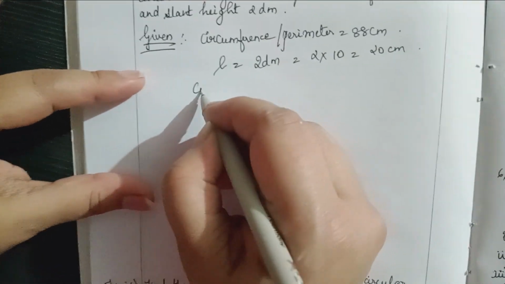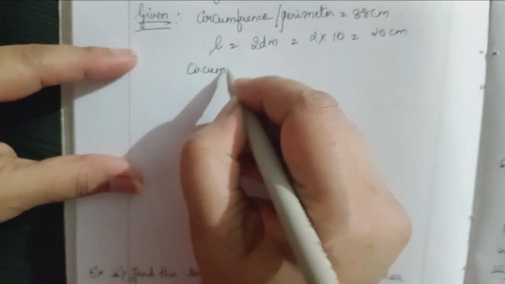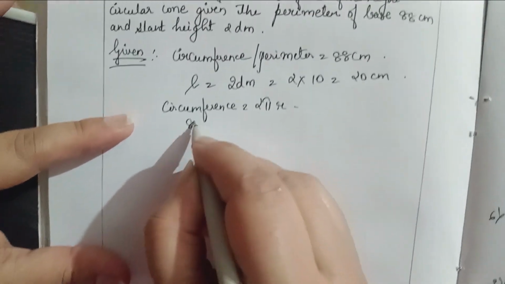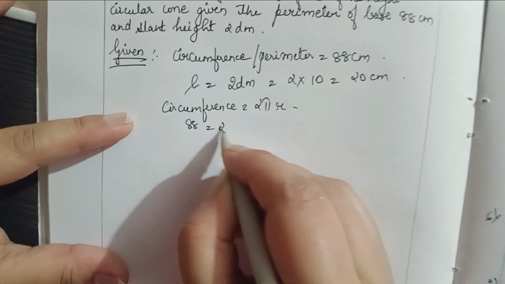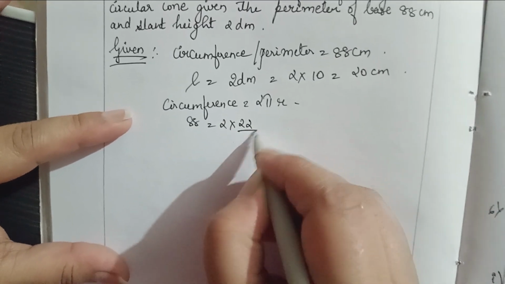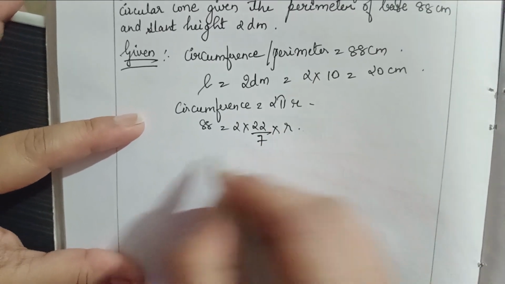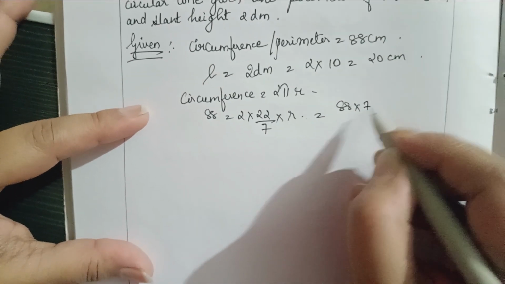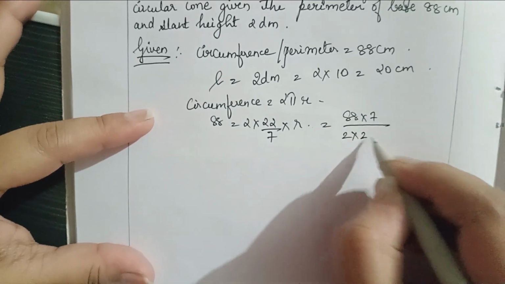So circumference formula is 2 pi r. Okay, 88 is equal to 2 into 22/7 into r will give you 88 into 7 over 2 into 22.